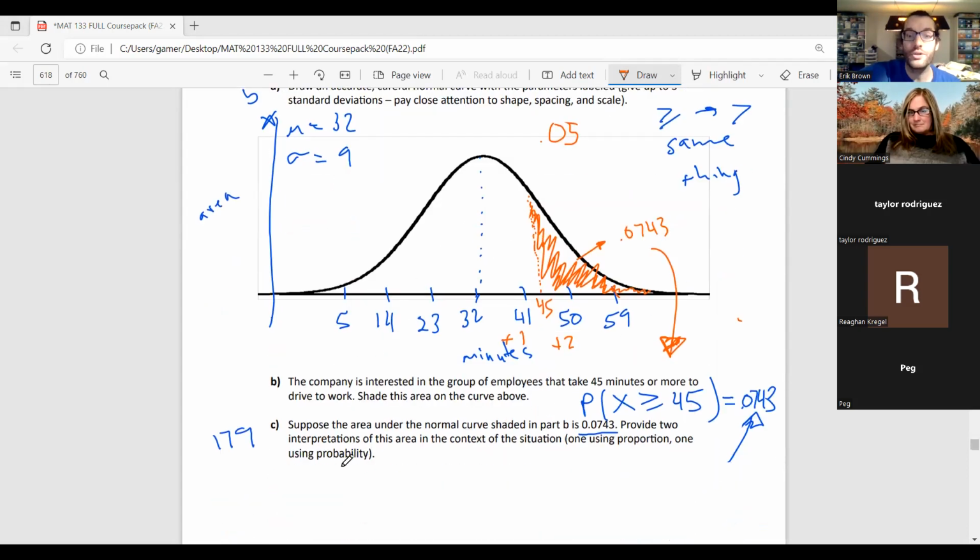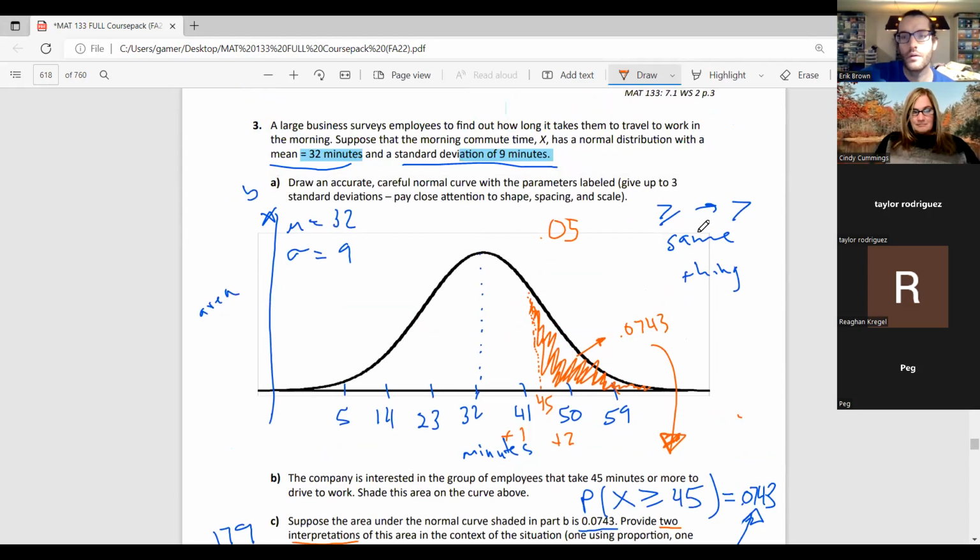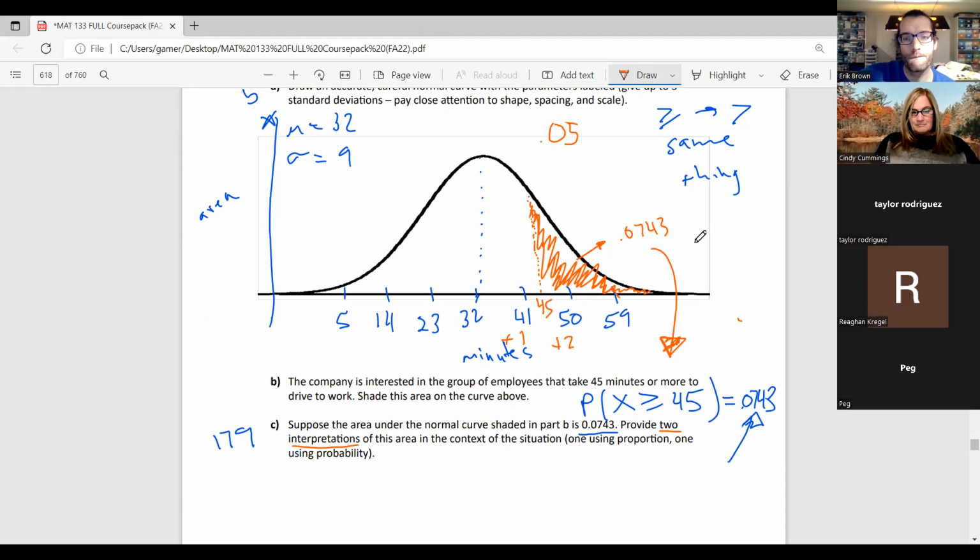Okay, what were the 2 sentences you wrote? Or were you totally stuck on them? For the proportion one, I put 7.43% of all commutes are more than 45 minutes.